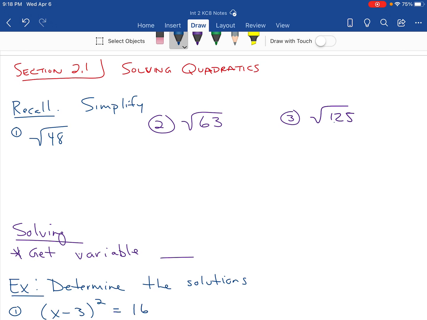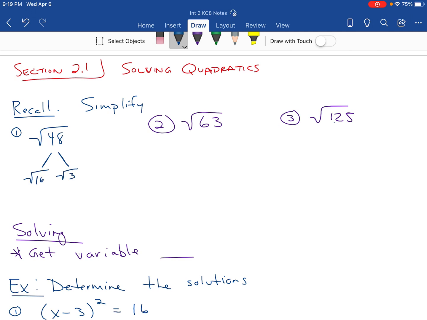Now, I did pass out a factor chart to go with this, and I told you guys not to lose it, okay? And you can use that to find your factors where one of the factors is a perfect square, one of those numbers from our list of perfect squares. So, the square root of 48, if you look at your factor chart, the biggest perfect square that you have is 16. Okay, so this will actually separate into 16 times 3.